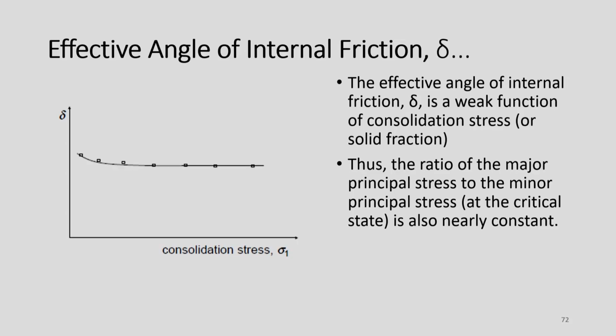So the effective angle of internal friction in general is a weak function of consolidation stress. At lower consolidation stresses it might change a bit, but at higher consolidation stresses usually they are plateaued, they don't change much. Okay. So this ratio also almost remains constant, just for the angle of internal friction, but other properties will change.